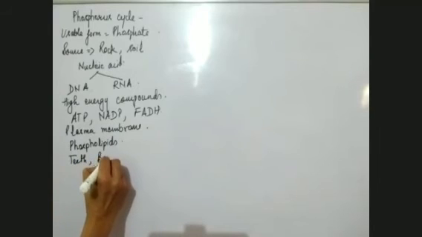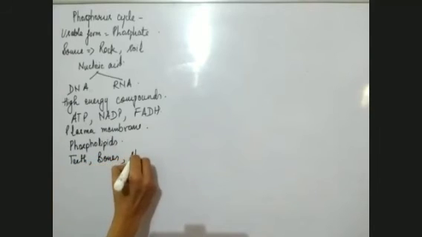Besides this, phosphorus is present in teeth, in bones, in shells, etc. These are the sites where we can find phosphorus, or where the phosphorus remains blocked. So now we come to the phosphorus cycle.